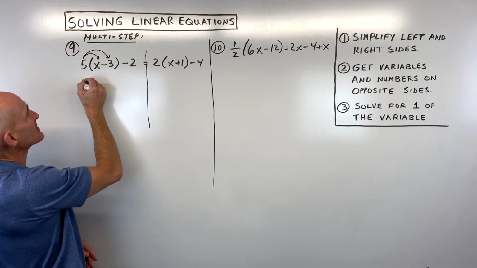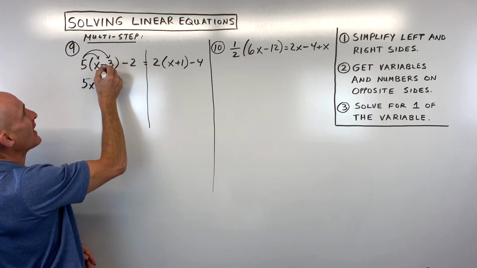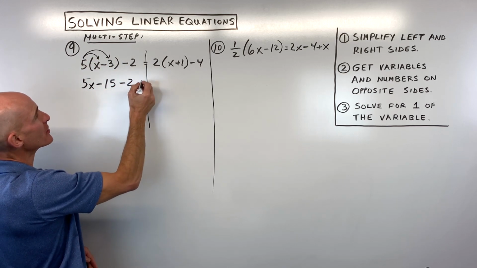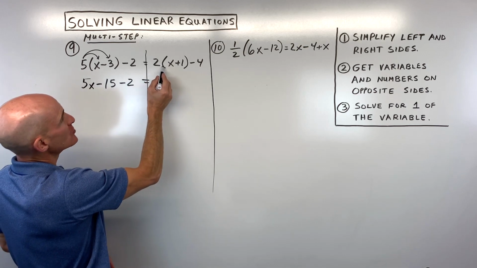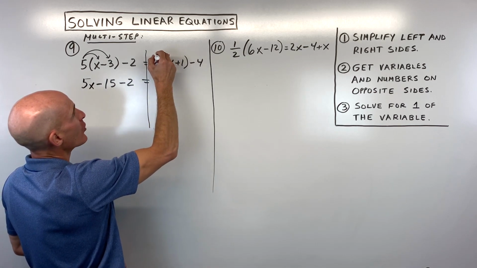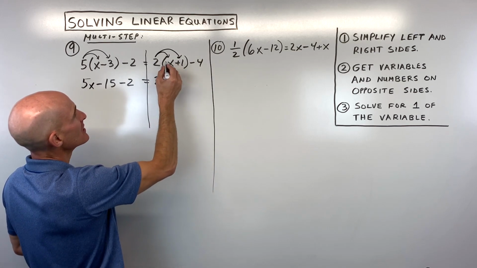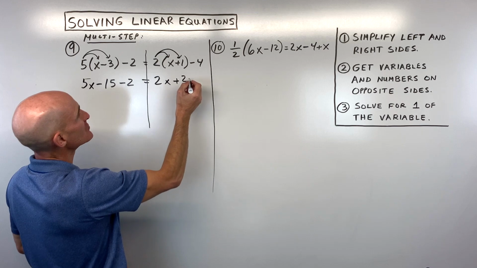So 5 times x is 5x. 5 times negative 3 is negative 15. And then we have this minus 2 here. Same thing on the right side. That 2 is right next to the parentheses. We're going to multiply or distribute into the parentheses. 2 times x is 2x. 2 times 1 is positive 2.